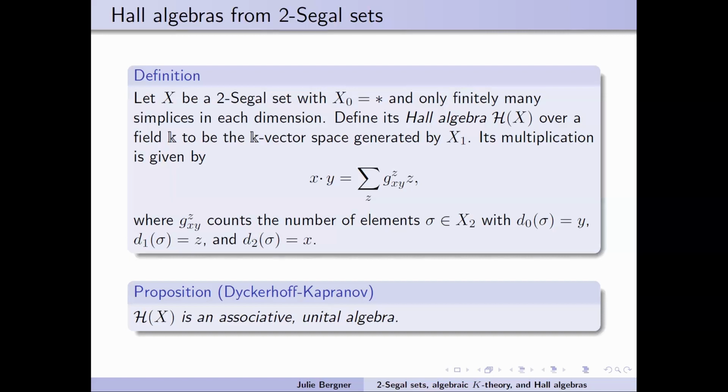g^z_xy. What this is going to count, now remember, before we took S-dot of something, so our short exact sequences became 2 simplices. So what I want to do is count the 2 simplices sigma whose d0 is y, whose d1 is z, and d2 is x. When these were coming from short exact sequences, that's exactly where I had A and B and C in the middle, as I did before. So this is the abstraction of what I did before. Dyckerhoff and Kapranov proved that this is in fact an associative and unital algebra, and the associativity is really coming from the 2-Segal condition.